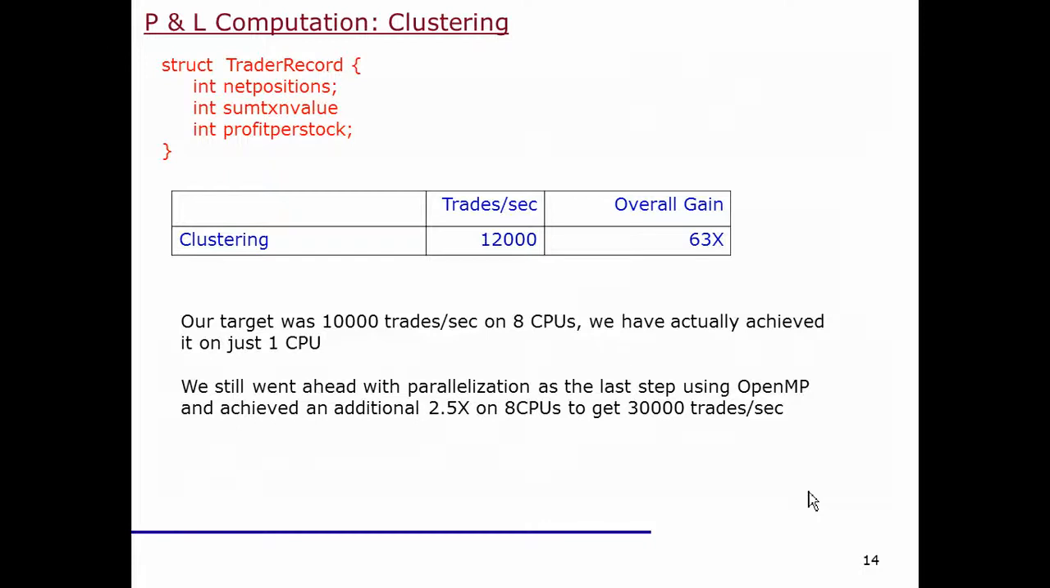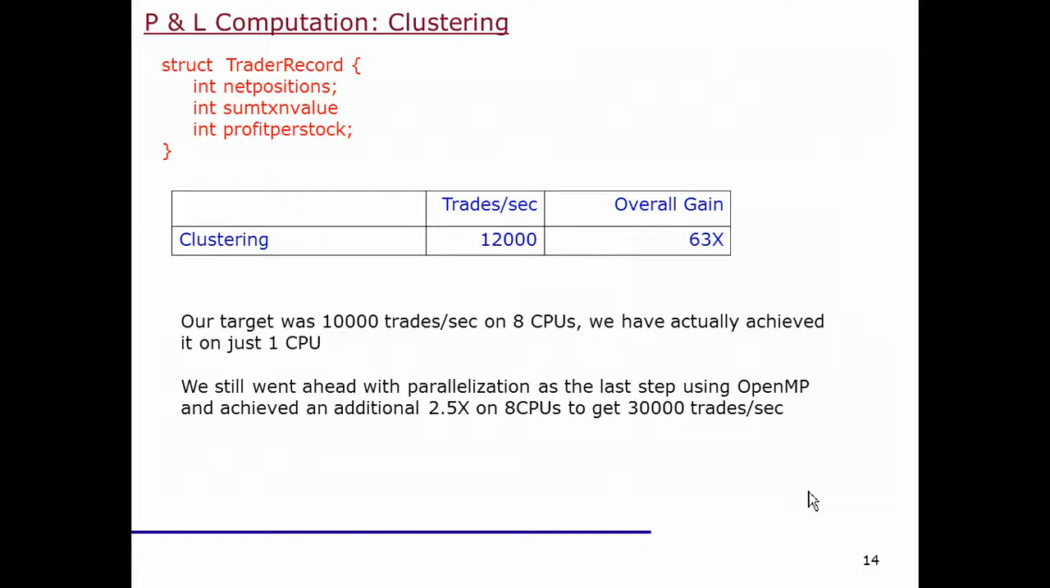So we create a trader record with these three individual attributes of positions, transaction values, and profit per stock, created as one two-dimensional array, and this clustering technique straight away boosted us to a throughput of 12,000 trades per second with an overall gain of 63x compared to the baseline. So essentially we started out with the objective of having 10,000 trades per second on 8 CPUs. We actually achieved it on one CPU.